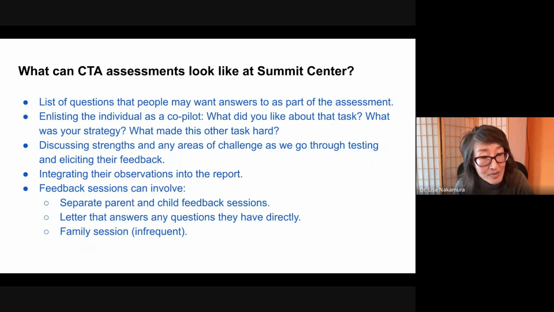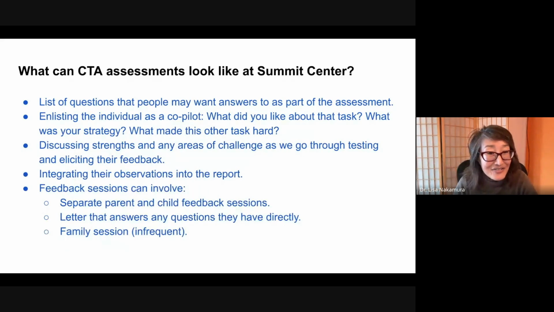Sometimes I like to talk with parents, or an adult client, about how we should do the feedback. Should we have separate parent and child feedback sessions? Should we have them together? If there's a therapist involved, would it be important to have them involved in that way? So that can be another form.